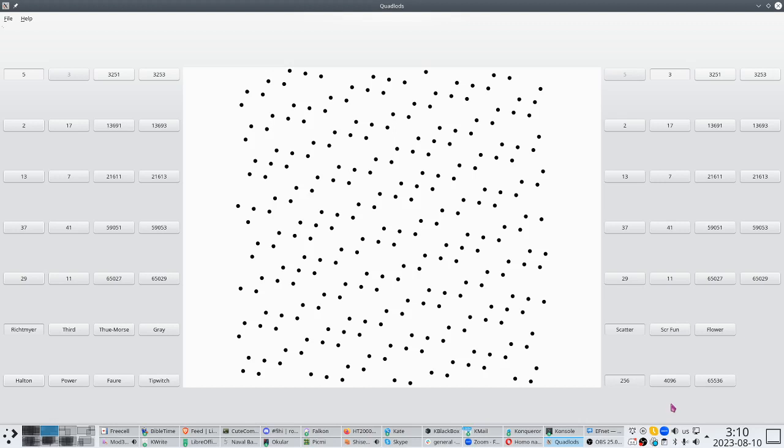Both of these are based on prime numbers, whereas there are other sequences such as Sobol, which are based on powers of 2.